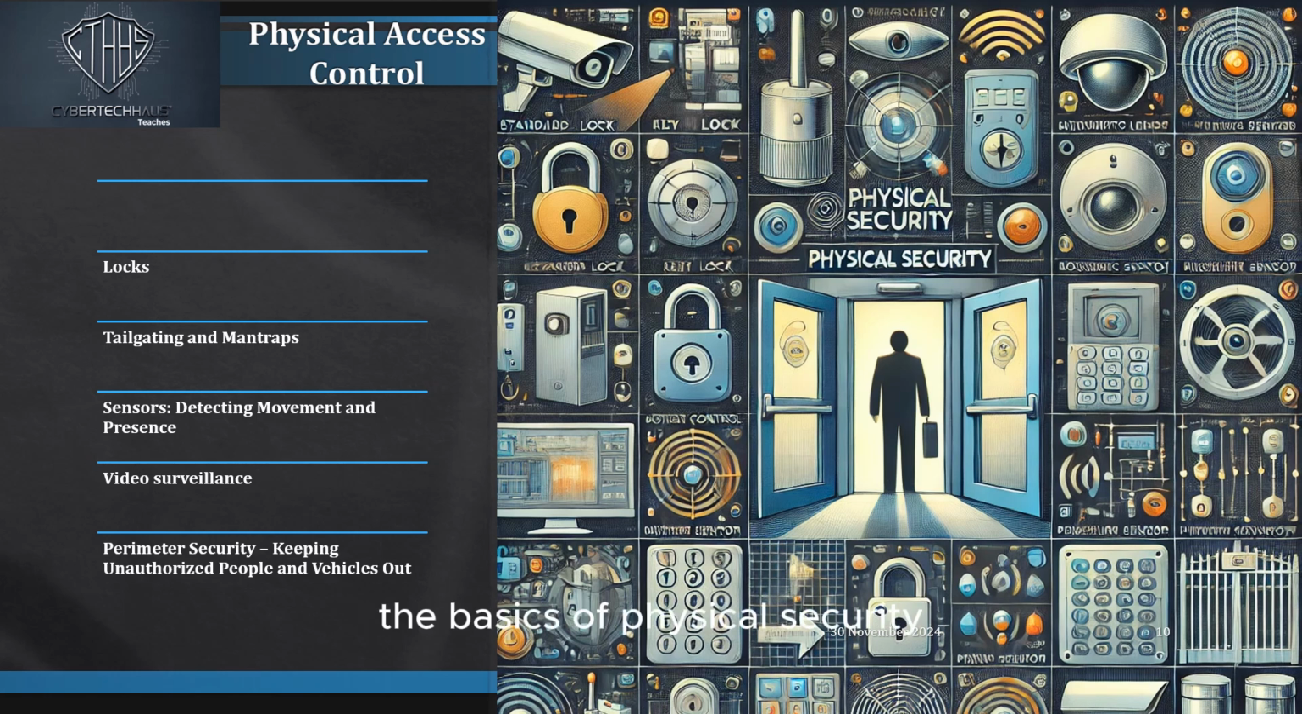Locks, the basics of physical security. One of the most common security tools is the lock. Locks control who can open doors or entry points and only allow access to people with the correct key. Here's how different types of locks work. Preset locks. These use a specific key, and only that key can open the lock. Key management systems help track who has the key and record any changes if a key is lost or stolen.